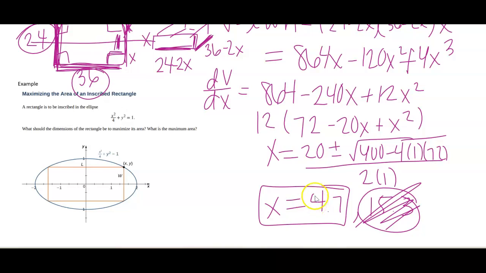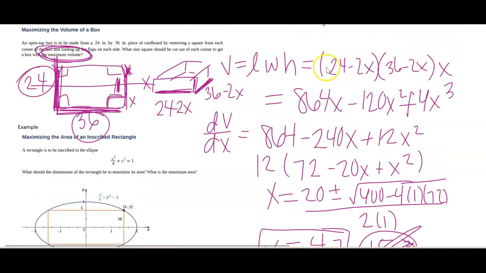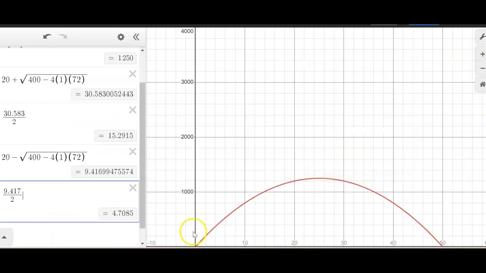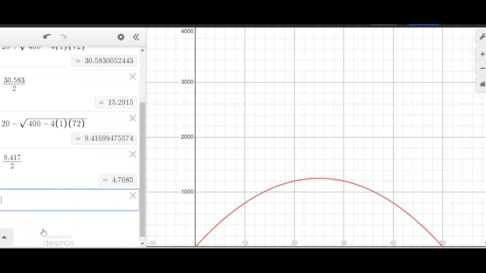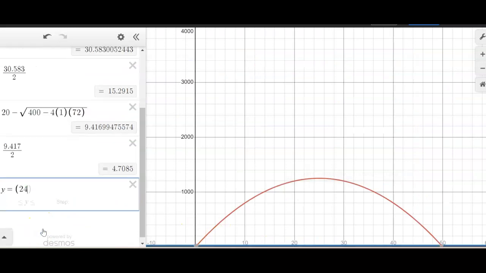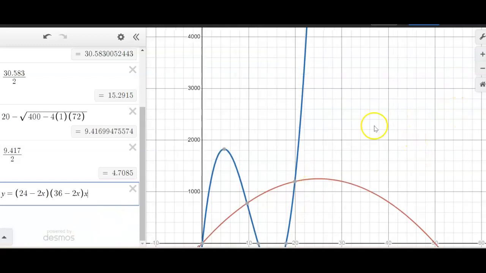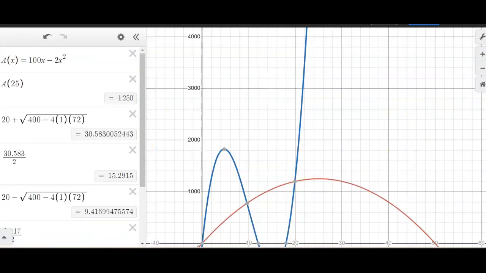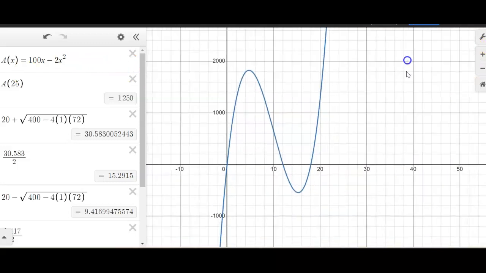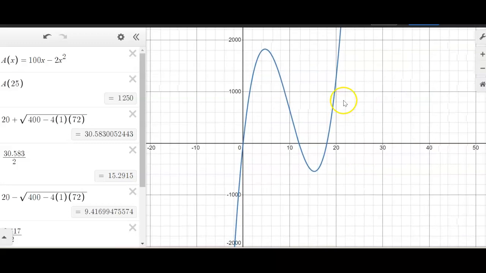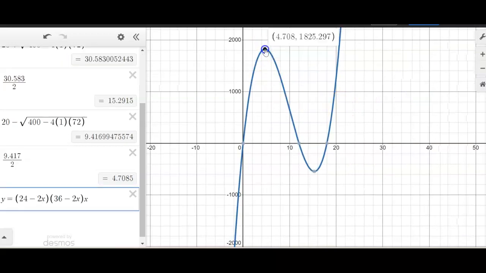Okay. Let's go ahead and look at a graph of volume and just check this out. So I'm going to do it in the factored form. So y equals 24 minus 2x, 36 minus 2x, and then times x. And you'll notice here, let me go ahead and turn off this other function. You'll notice here that I do end up having my derivative equal to 0 in 2 spots.